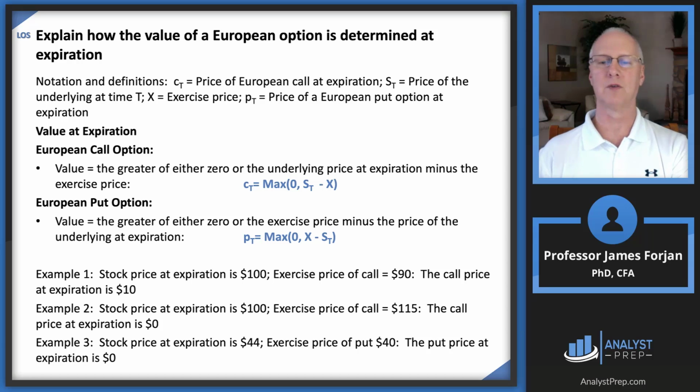Call price is $10. On the other hand, in example 2, if we have a stock price at expiration of 100 and our exercise price is 115, why in the world would we spend $115 when we could go to the New York Stock Exchange and pay just 100? This is an out of the money option, and so it is the maximum of 0, and so that's going to be 0, right? And then the same thing here in example 3, but this is a put option, so the stock price is 44, our exercise price of the put is 40. Why would we sell for 40 when we can go to the New York Stock Exchange and sell for 44? So that put has no intrinsic value as well.